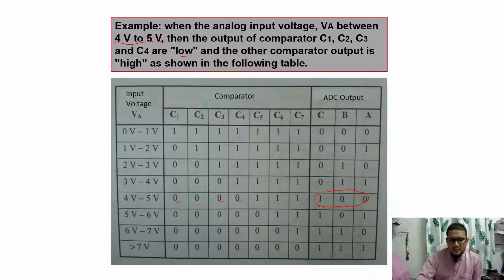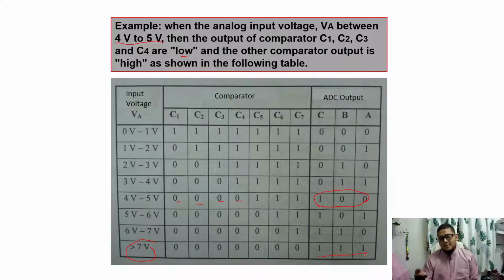So for example, if our VA is greater than 7 volts, then our flash ADC output becomes 1, 1, 1.